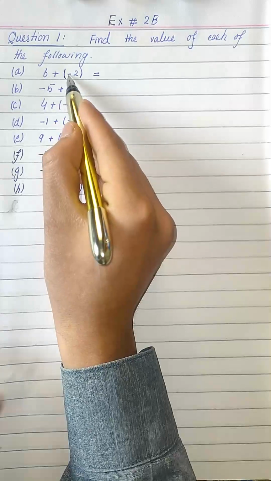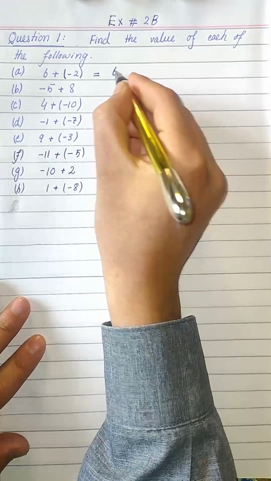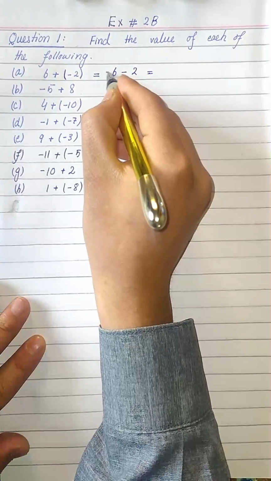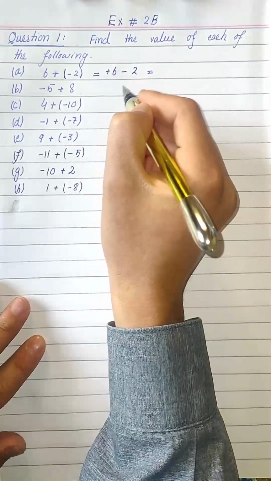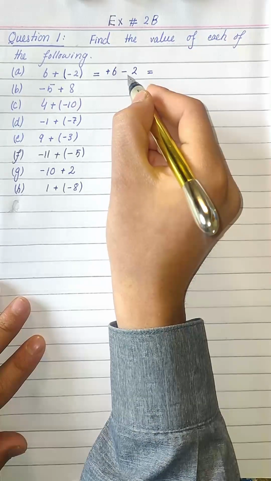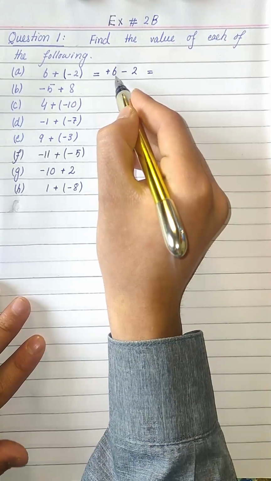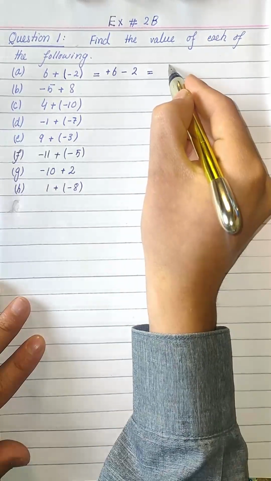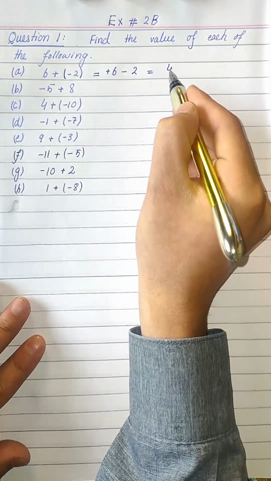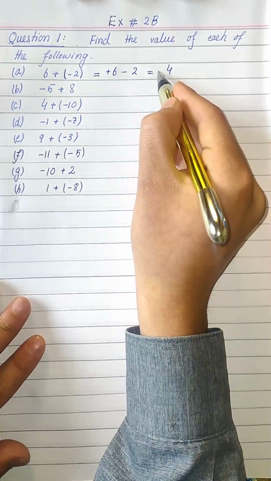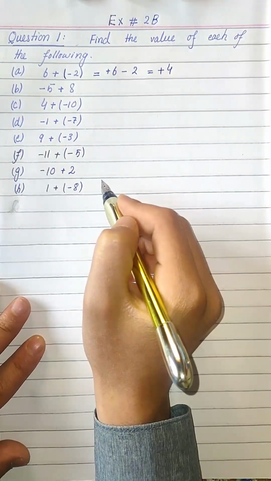So here plus times minus will be minus, so we can write it as 6 minus 2, and here 6 has a plus sign and 2 has a minus sign. When both of the values have different signs, we just have to subtract the smaller value from the greater value. So 6 minus 2 will be 4, and with the answer we are going to write the sign of the greater value. Here the greater value is 6, which has a plus, so the answer will be plus 4.